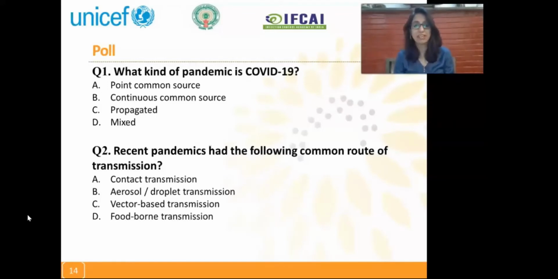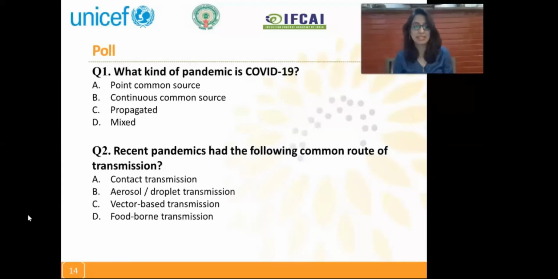So, what kind of pandemic is COVID-19? Is it point source? Is it continuous common source? Is it a propagated pandemic or mixed? Hope you have marked your answers. Okay, going to the next one.